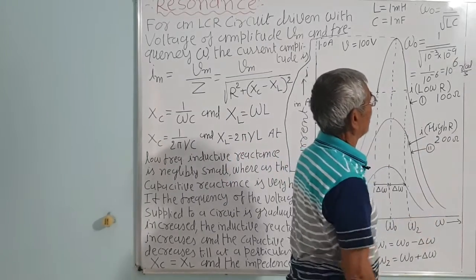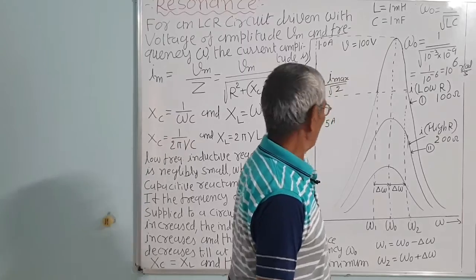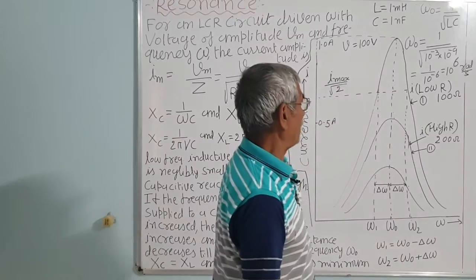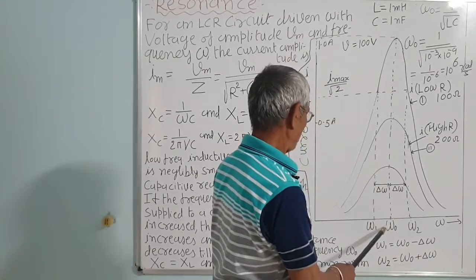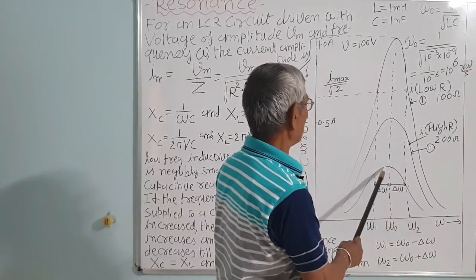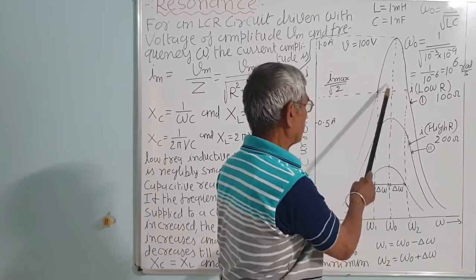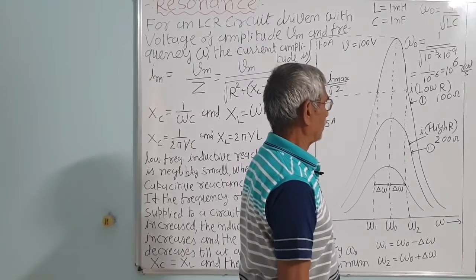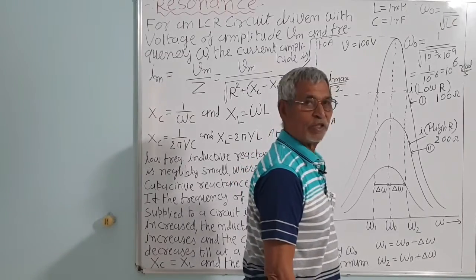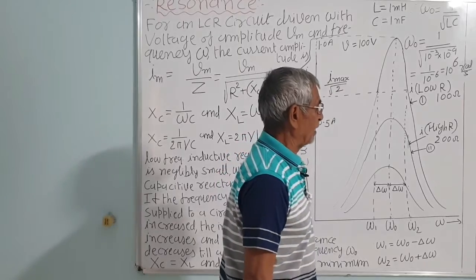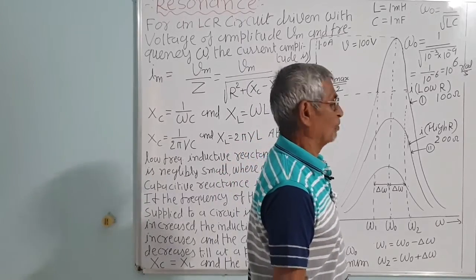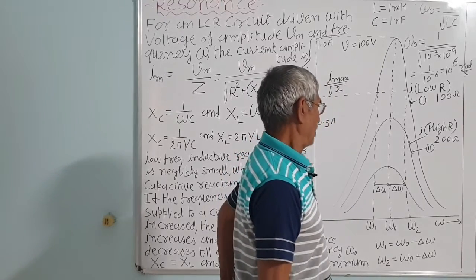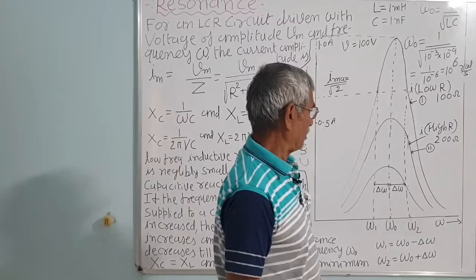So Z is equal to only R, and the frequency omega 0 is called the resonance frequency. The resonance frequency is defined as the particular frequency at which the impedance Z becomes minimum and current becomes maximum. Or we can say Xc is equal to XL, or 1 upon omega 0 C is equal to omega 0 L, or omega 0 is equal to 1 upon under root LC. Current amplitude is maximum, Im is equal to Vm upon R, as we have discussed.